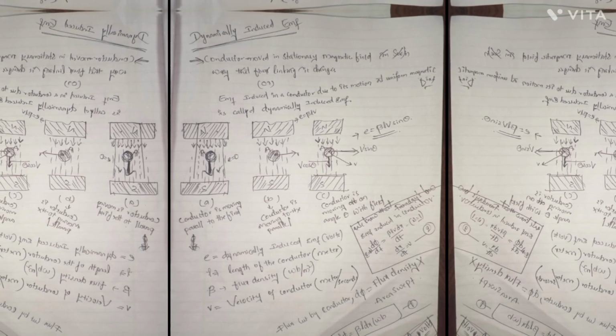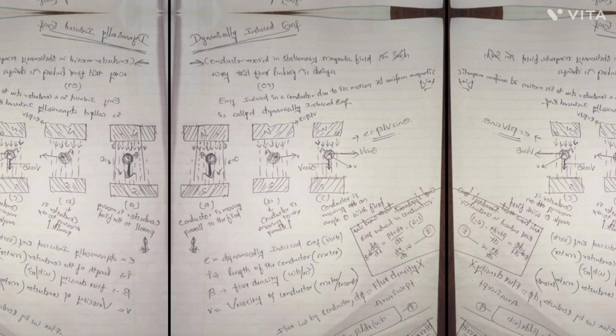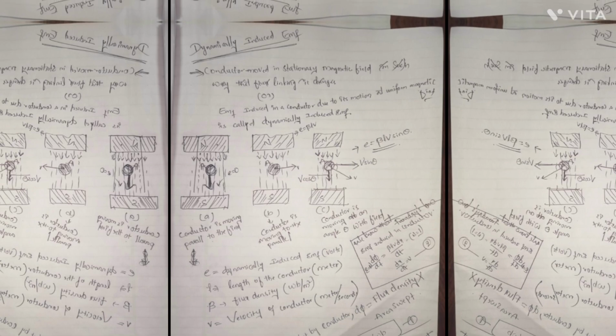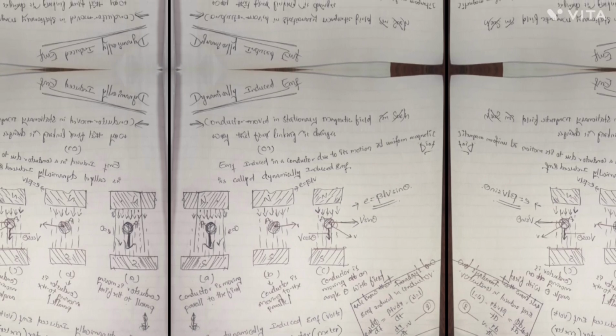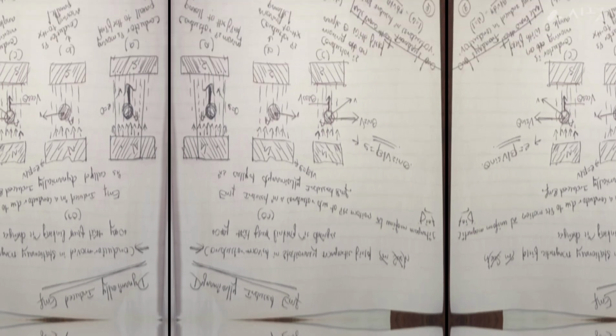So here in the picture, figure A, figure B, figure C. Observe figure A. Conductor is moving parallel to the field. Figure B. Conductor is moving perpendicular to the field. Figure C. Conductor is moving at an angle theta to field. Figure A. Conductor is moving parallel to the field. Then no EMF will be induced. No flux cuts conductor. So E equals 0.